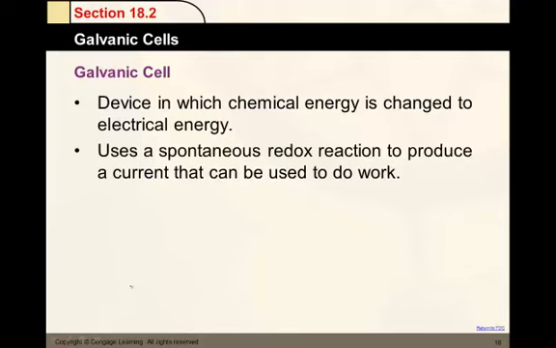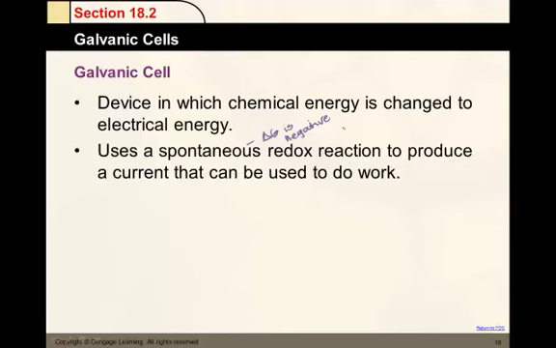A galvanic cell uses spontaneous redox reaction to produce a current that can be used to do work. The key here is spontaneous redox reaction. That would of course mean one where delta G is negative. So if delta G is negative, we can use a galvanic cell to see what the reaction is.